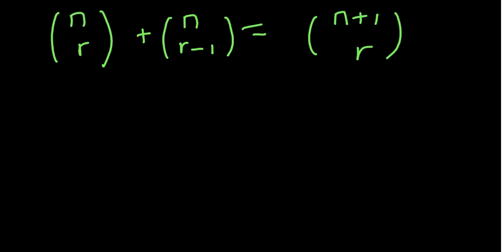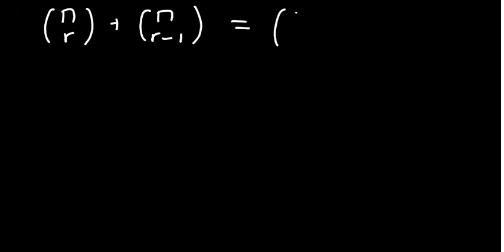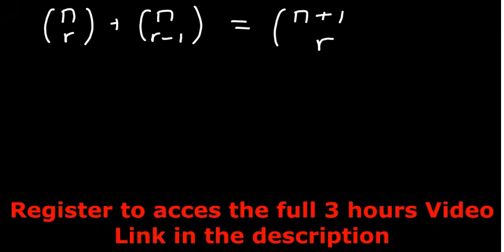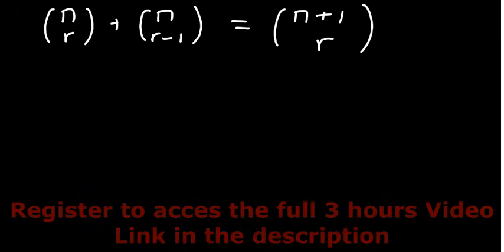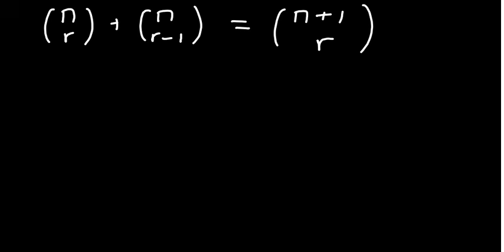Now this one is answered in the next video. So in this video we're just looking at a very interesting question. We're proving n choose r being added to n choose r minus 1 is equal to n plus 1 choose r. This is a very interesting question, so pay particular attention. Let's move step by step.